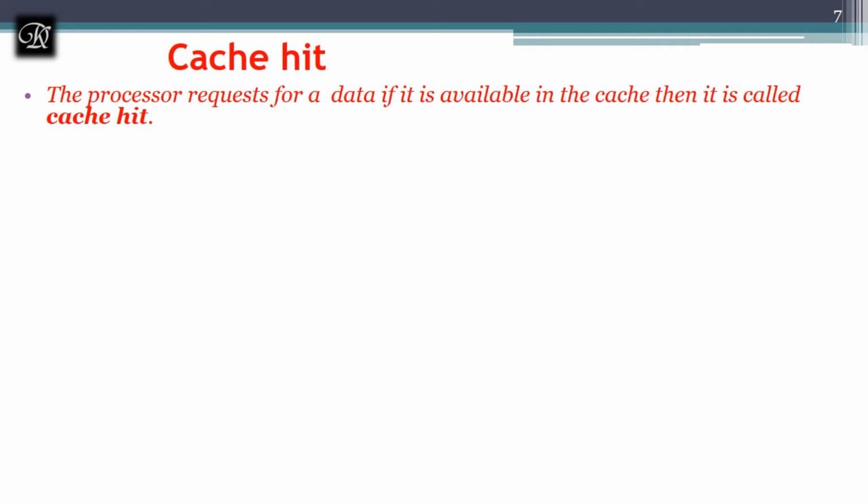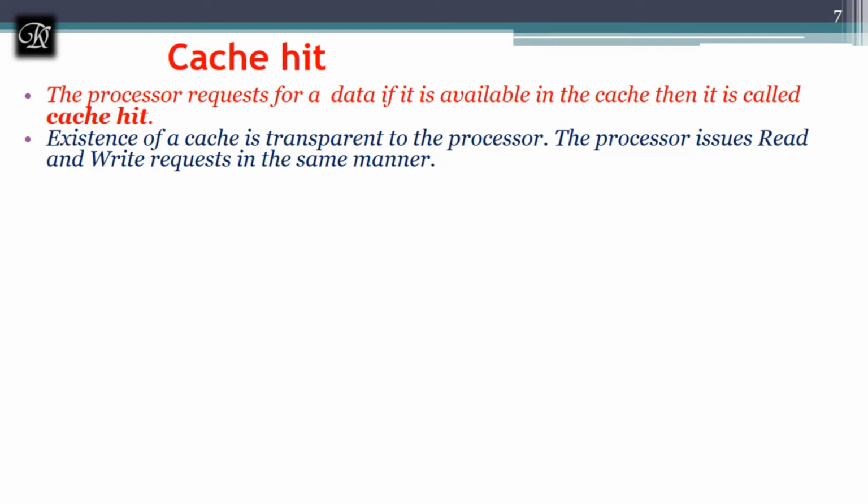If it is not available in the main memory and it has to be loaded from the secondary memory to main memory, we call it a page fault, because we have to load a page over there. But we will not be discussing the communication between RAM and secondary memory.